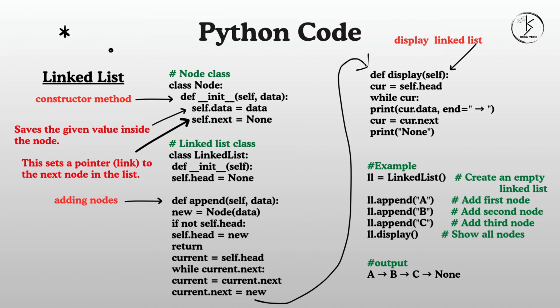If there's no head, the new node becomes the head. Otherwise, it loops through existing nodes until it finds the last one and links the new node to it. The display method prints all node values in sequence, using arrows to show the connections, and ends with None to indicate the list's end. In the example, nodes with data A, B, and C have been added.